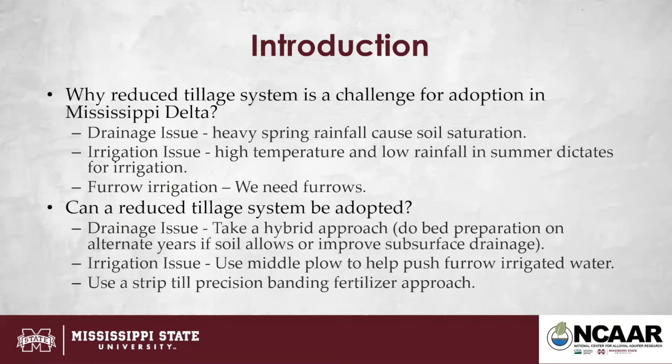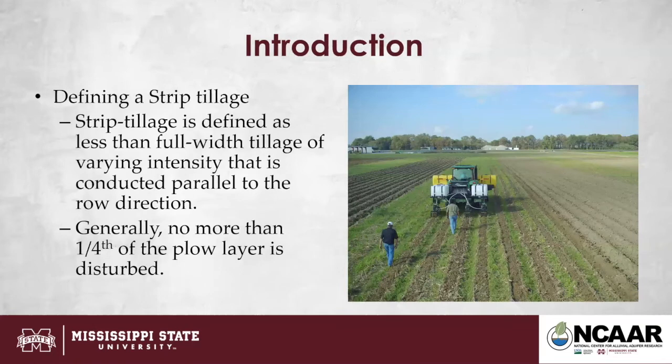And then, what kind of tillage implement will we need for this? It will probably be a strip tillage system, and if we can add a precision fertilizer applicator to it, then we can apply fertilizer on the strip on the go with the strip till instrument. So, what is strip till actually?